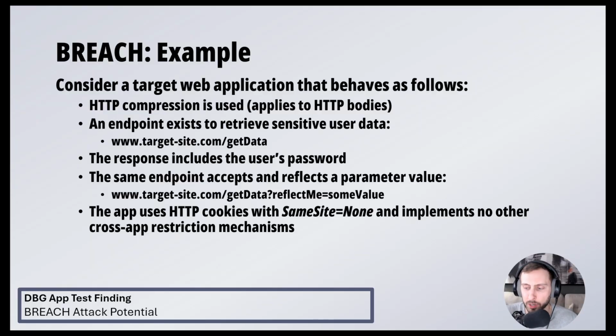So let's walk through how the attack actually happens here. Consider a target web application that behaves as follows. There's HTTP compression supported, of course, which is one of our preconditions. And this applies just to the HTTP bodies, right? So the response body that's returned from the application is compressed. In our target application, we have an endpoint. This endpoint I'm just calling get data. It's on target-site.